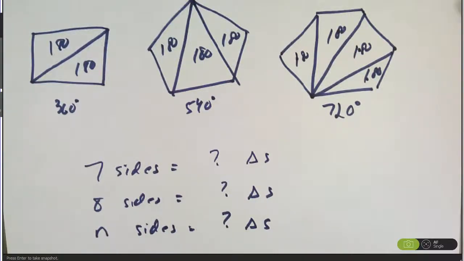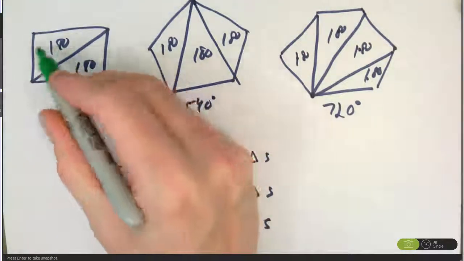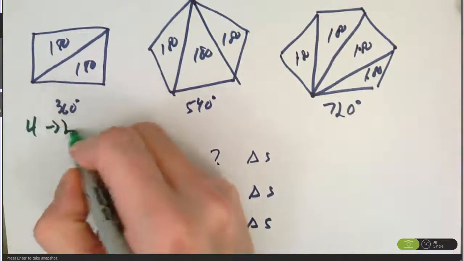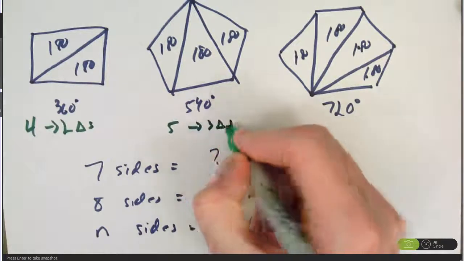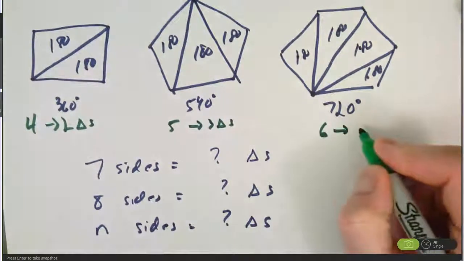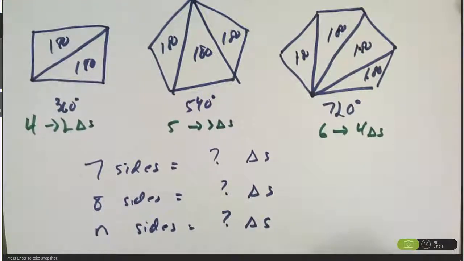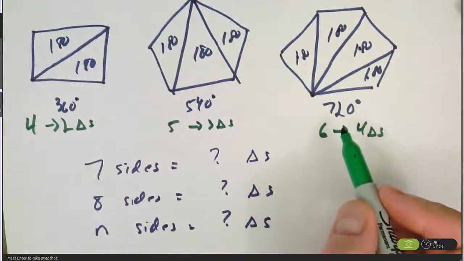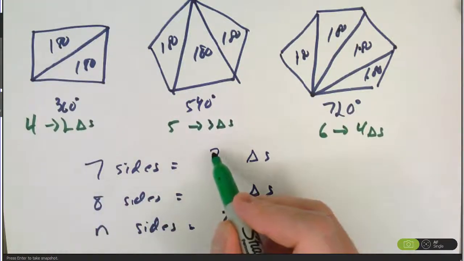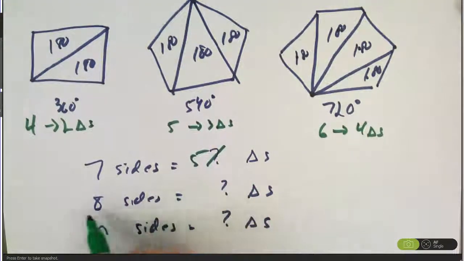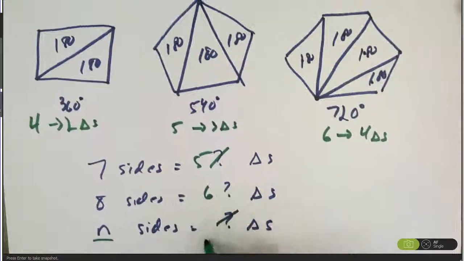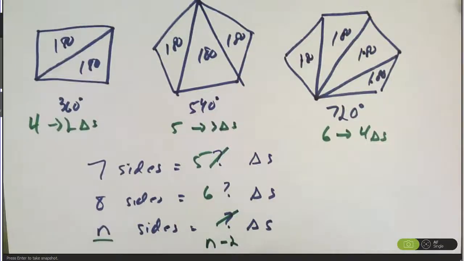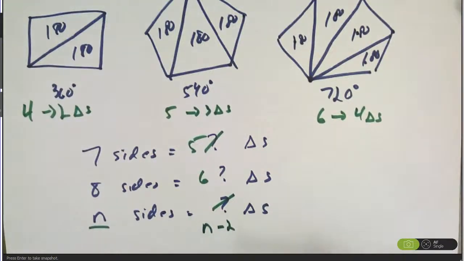Okay, we're back. Hopefully you realized the pattern pretty quickly: if you have 4 sides, that's 2 triangles. If you have 5 sides, 3 triangles. If you have 6 sides, 4 triangles. So it's always 2 less than the number of sides. So 7 sides, 2 less is 5 triangles. 8 sides, 2 less is 6 triangles. Now here's the important part. If I don't know the number of sides, I call it n, and I want 2 less, so I want n minus 2 triangles.